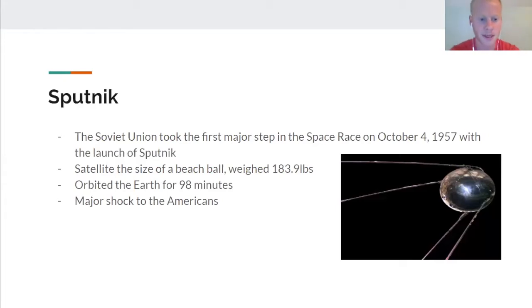So in terms of the space race, the Soviet Union took the first major step on October 4th, 1957, with the launch of Sputnik. Sputnik is a satellite that was about the size of a beach ball and weighed about 183 pounds. It orbited the Earth for about 98 minutes. And if you want to, this is what it looked like on the right there.